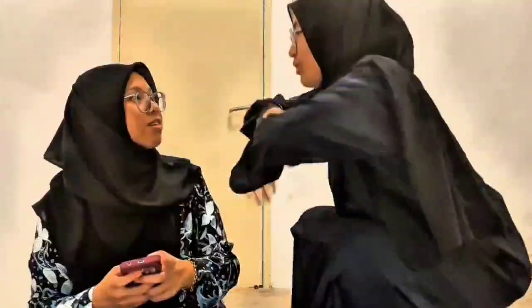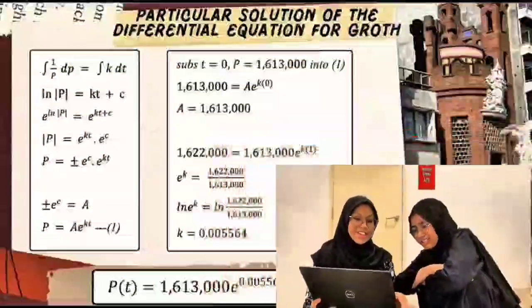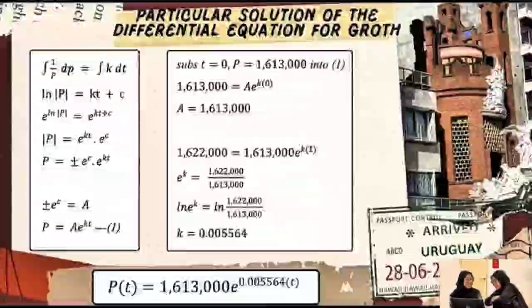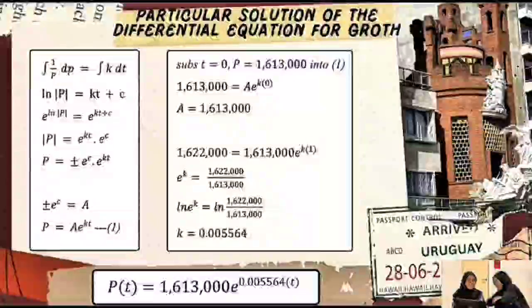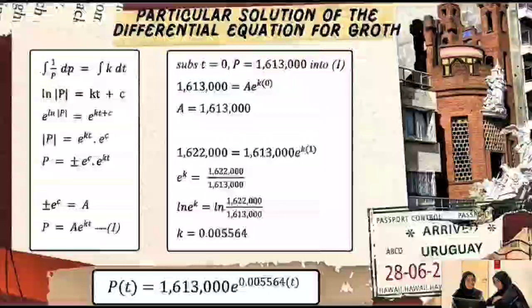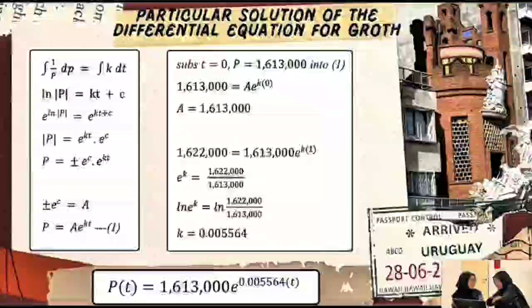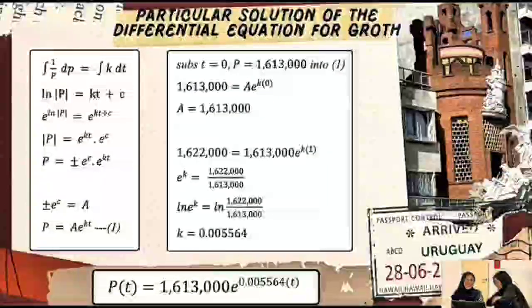Alisa, how to get the particular solution? Don't worry, Ifa. I got you. Based on the general equation that we got, we can substitute the value of t and the value of P. t is the year, while P is the population in Montevideo. So, we can get the value of A.